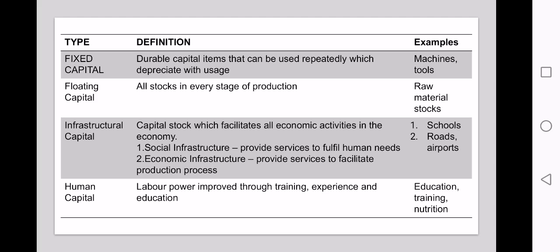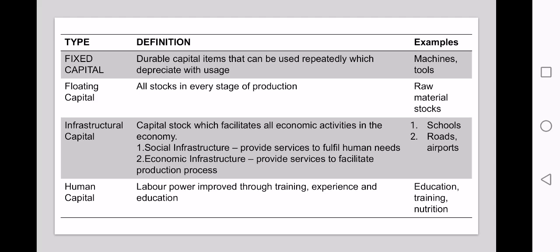Then there's floating capital. Floating capital are stocks in all the stages of production. So in a factory, for example, there's raw material stocks, then there's semi-finished goods stocks, then finished goods stocks. So things such as that. So basically it's the stock that you have.